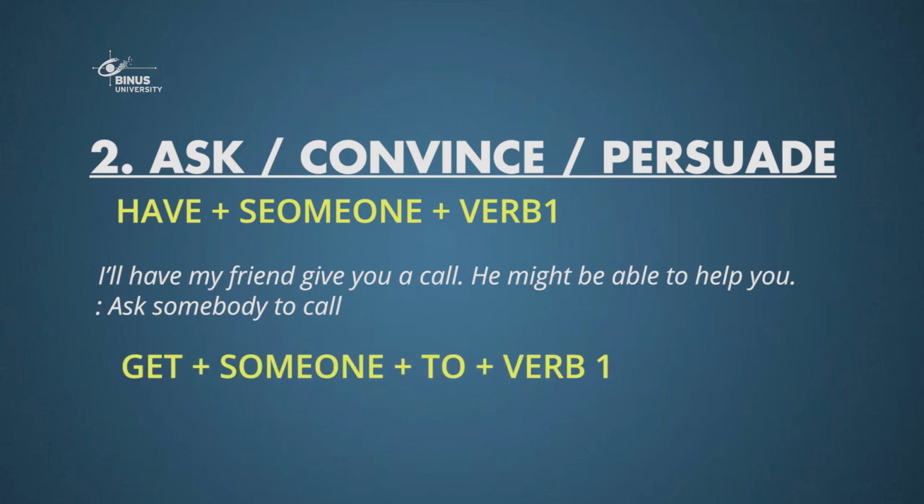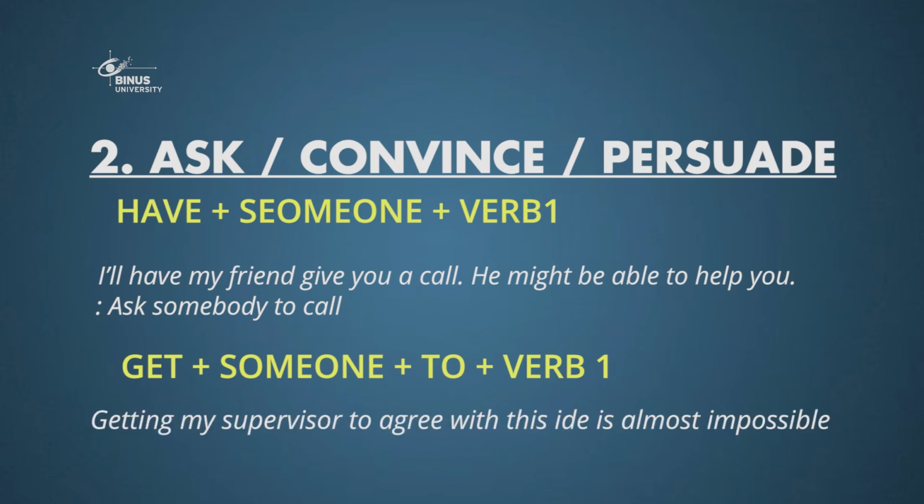The next one, using get plus someone plus to and plus verb 1. Just like the example, getting my supervisor to agree with this idea is almost impossible. So in this meaning, getting is the way of ourselves trying to convince somebody. So you can use the causative verbs.